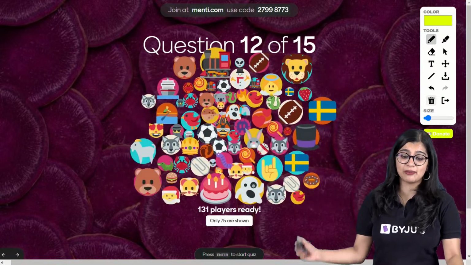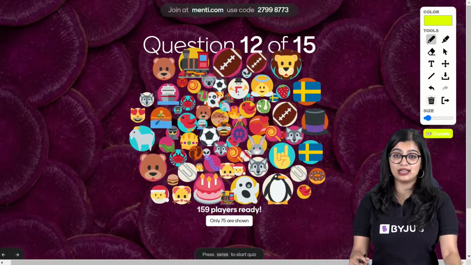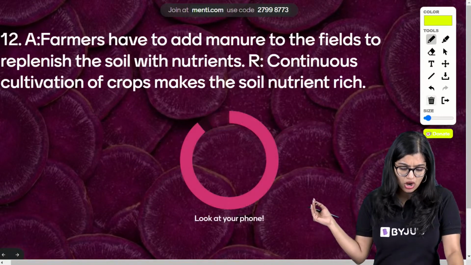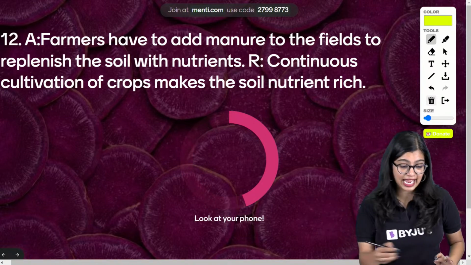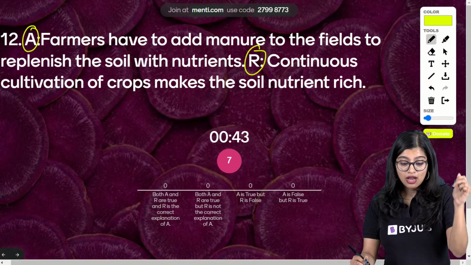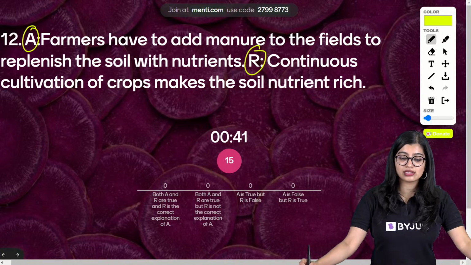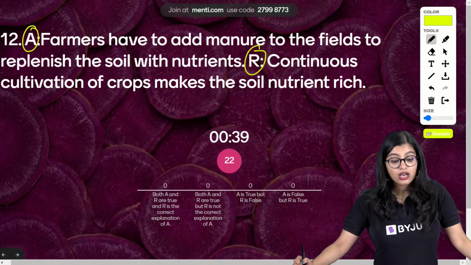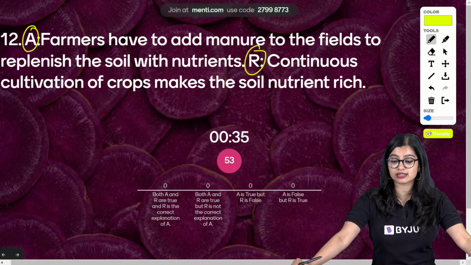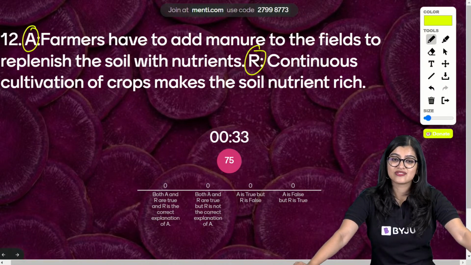Alright, moving on to question number 12, everybody. We'll pick up the pace a little bit, right? Koi nahi, if it's a little late, it's okay. Moving on. This is an assertion reason. A and R is assertion and reason, okay? Don't confuse. Farmers have to add manure to the fields to replenish the soil with nutrients. Continuous cultivation of crops makes the soil nutrient rich. Very easy.